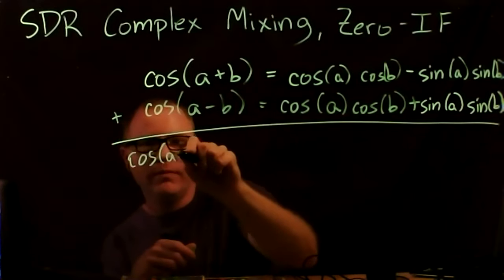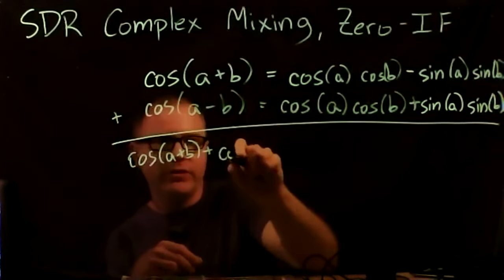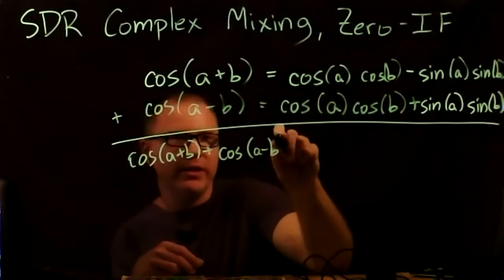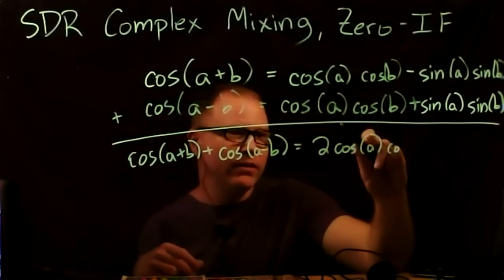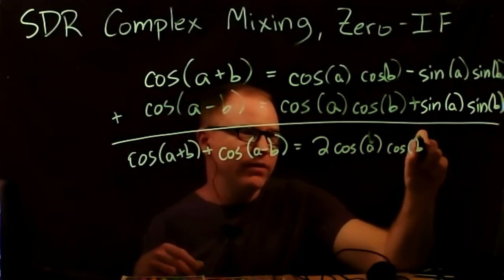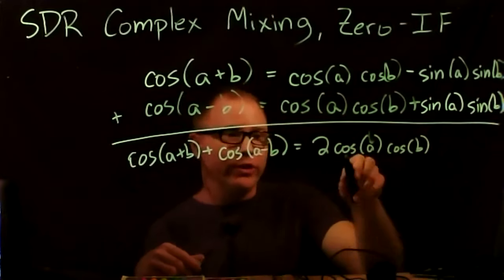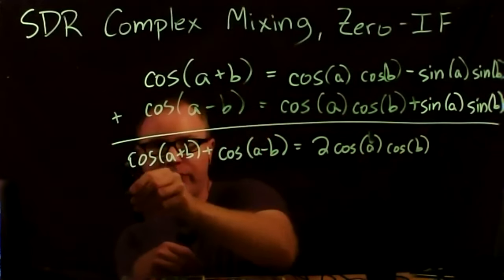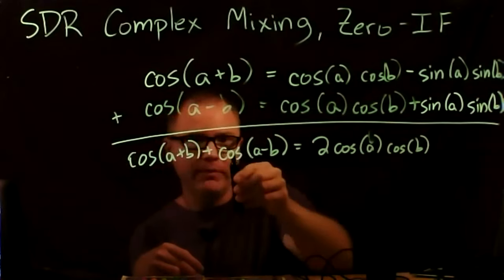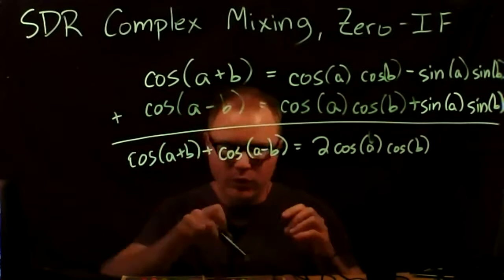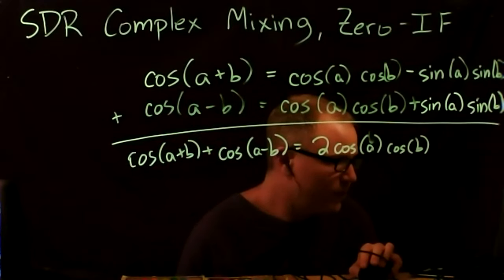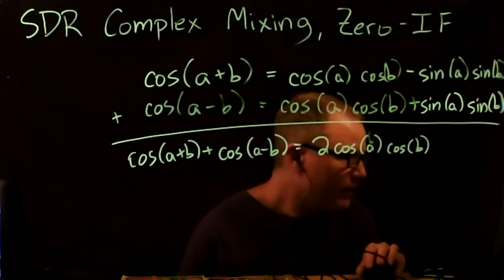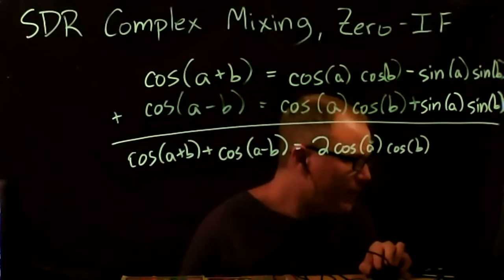cos(A plus B) plus cos(A minus B) equals two cos A cos B. All right, and I can just divide by two and solve: the product of two cosines is a half of the sum plus a half of the difference. And that's what we'll see when we look at the plots. So let me go back to sharing the screen. Share the desktop.